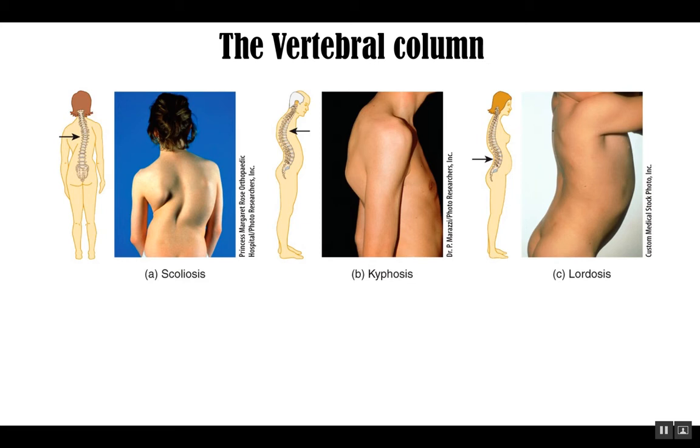There are some anomalies with the curvature of the vertebral column. Scoliosis is a lateral curve. There shouldn't be any lateral curvature to the vertebral column. When this does occur, the biggest concern is compression of the spinal cord. An exaggerated thoracic curve is known as kyphosis, often referred to as hunchback. And then an exaggerated lumbar curvature is known as lordosis or swayback.